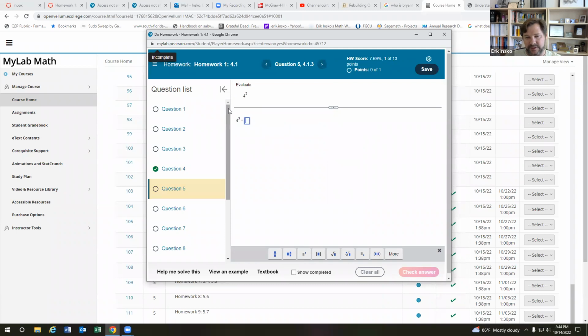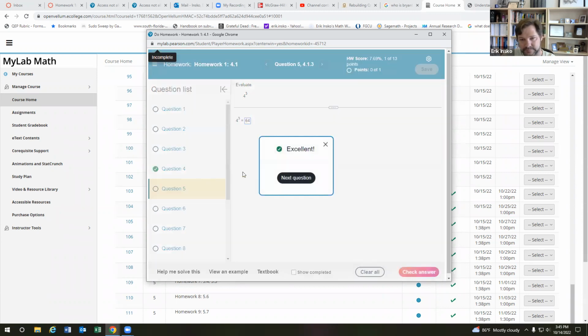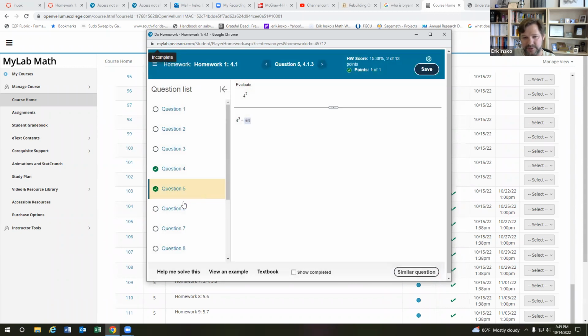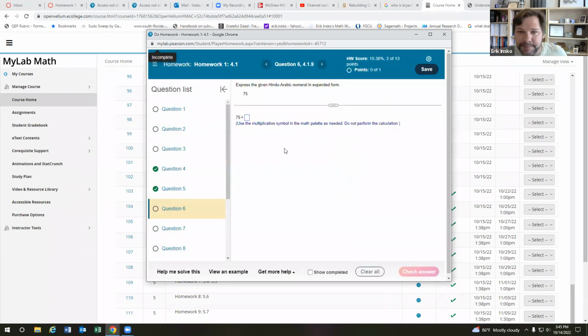The next one's even easier, right? 4 cubed. We know how to do that. 4 times 4 times 4 is 4 times 16, which is 64. So again, the Babylonian question was really tough. The next one's really easy.